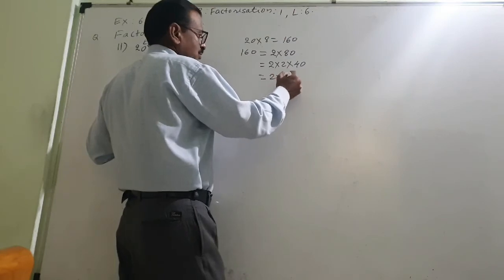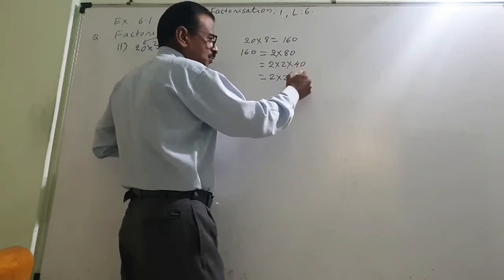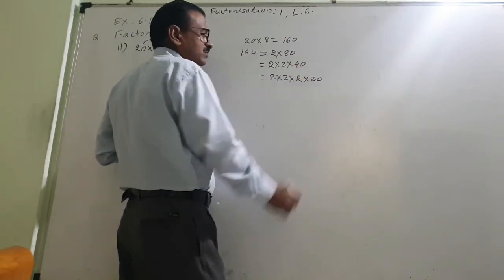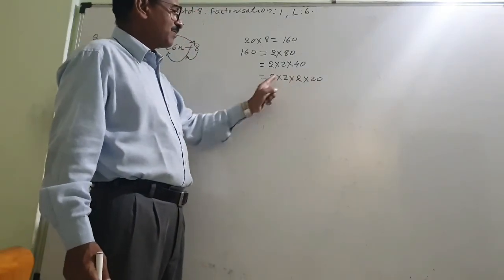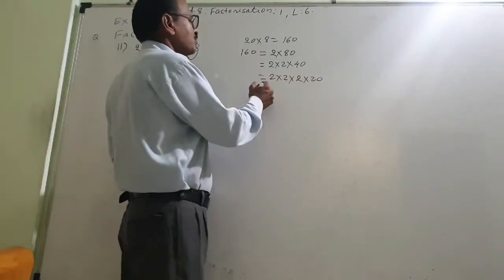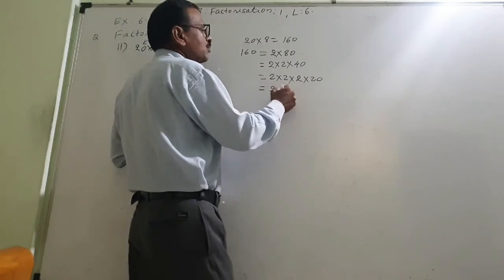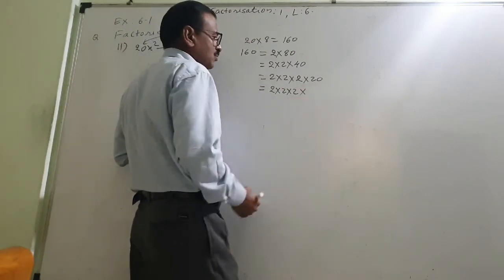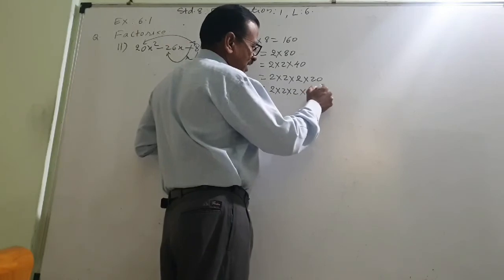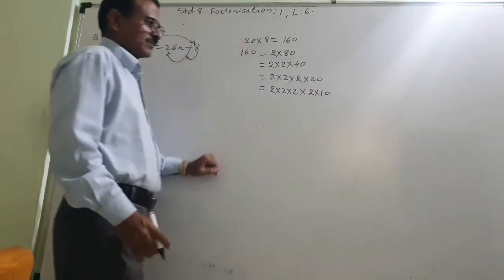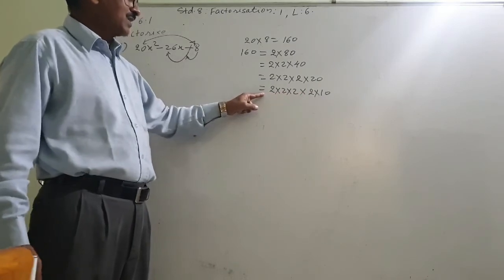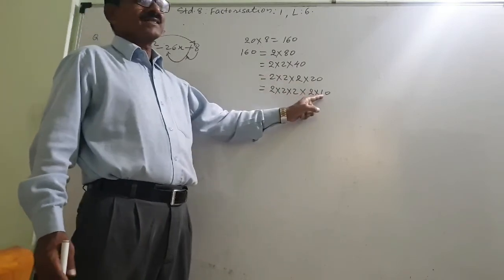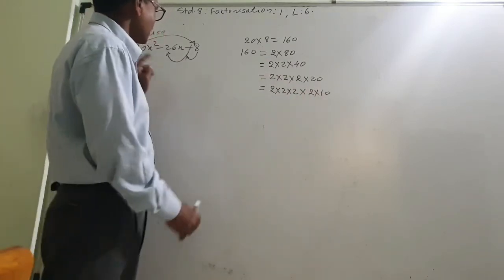2 into 2 into this is 2 into 20. 2 4s are 8. 20 plus 8 will be 28, of no use. 2 into 2 into 2 into this is 2 into 10. 2 4s are 8, 8 2s are 16, and 16 and this 10. 16 plus 10 is 26.